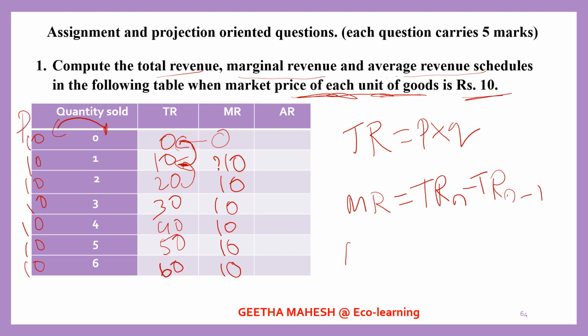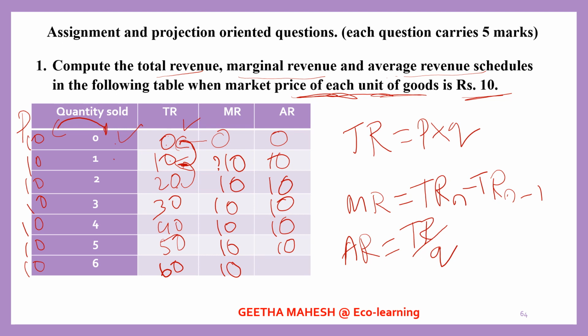In a similar manner, you can find out AR. How will we find it? TR divided by quantity. Here we have quantity, here we have TR. 0 divided by 0, 0. 10 divided by 1, 10. 20 divided by 2, 10. 30 divided by 3, 10. 40 divided by 4, 10. 50 divided by 5 is also 10. 60 divided by 6 is also 10. So this is how we are going to calculate this one.